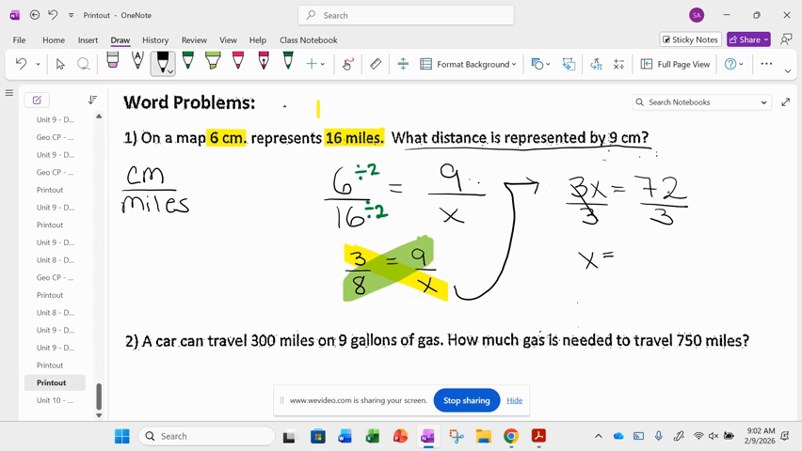And we get x is equal to 24. Does that sound right? 24? Nope, 28, right? No, 24.